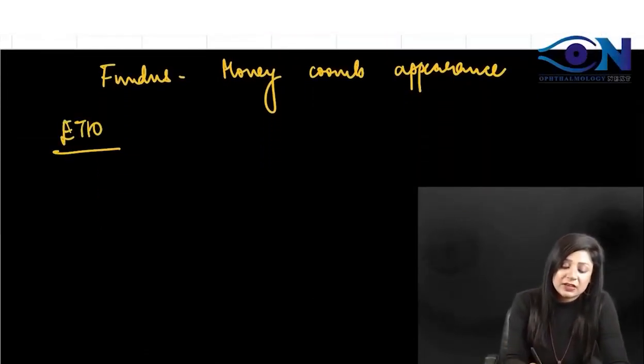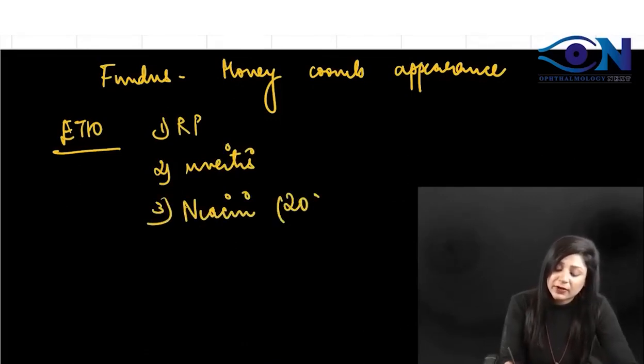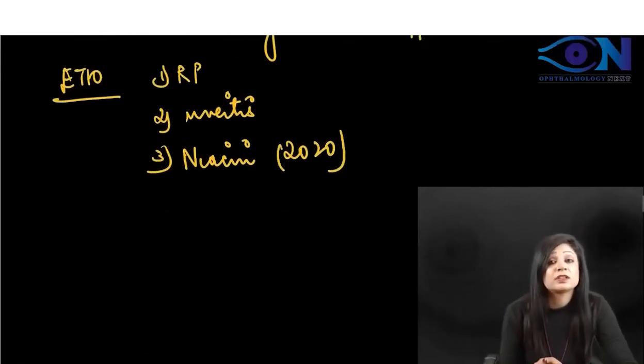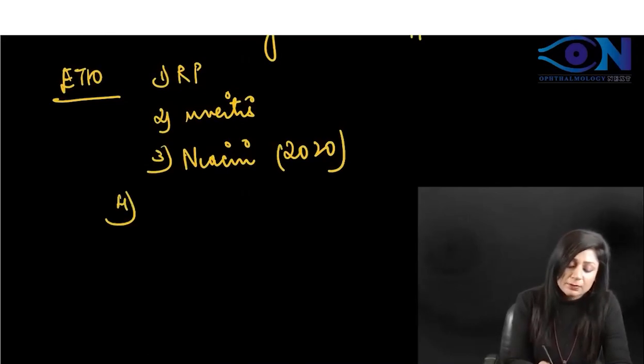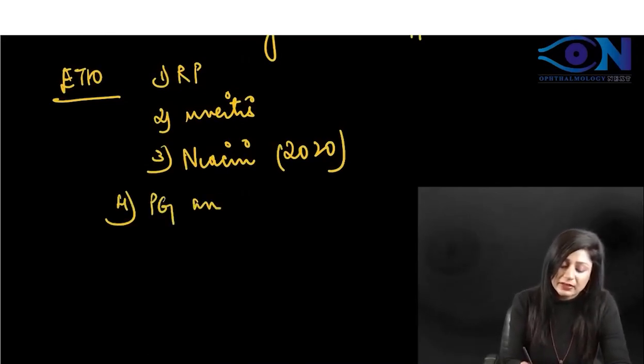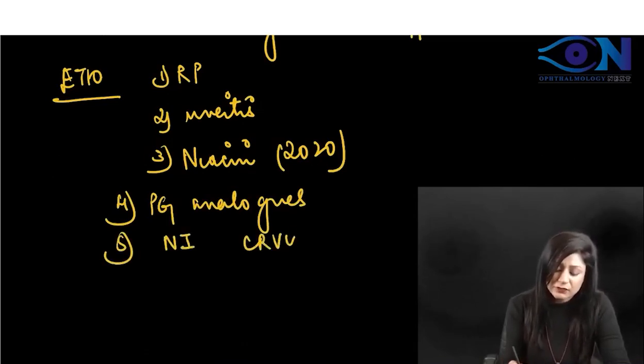Very important. One is retinitis pigmentosa. Number two, it can be associated with uveitis. And number three is niacin toxicity. So this question came in 2020 NEET, that which vitamin in the supraphysiological doses can cause cystoid macular edema. Number 4 is the prostaglandin analogs. Prostaglandin analogs are there. Then I told you non-ischemic kind of CRVO, that is there.